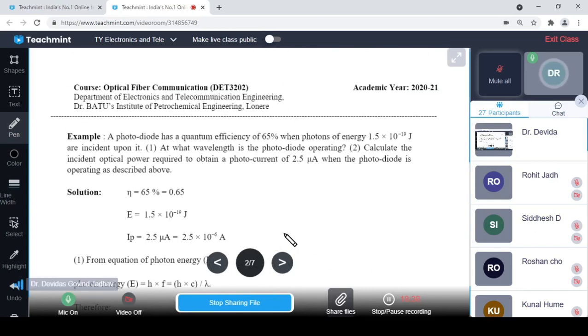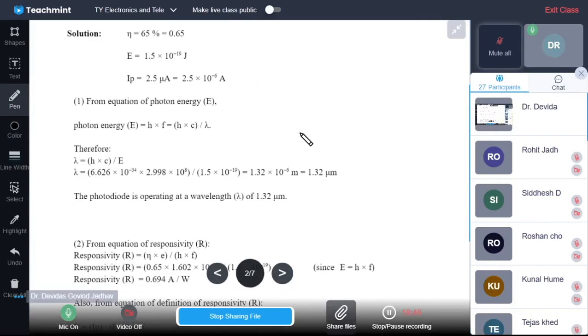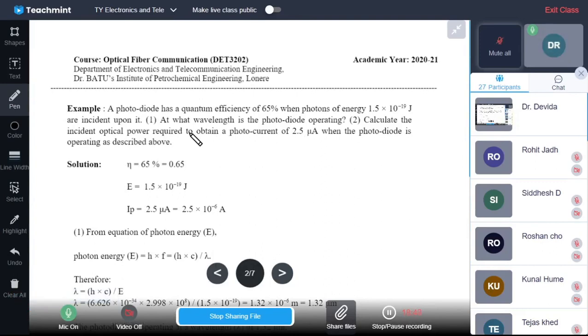Let us turn to the second problem. A photodiode has a quantum efficiency of 65%, when photons of energy 1.5 into 10 raised to minus 19 joule are incident upon it.